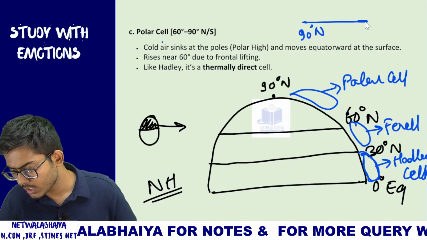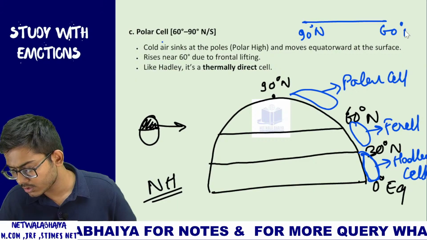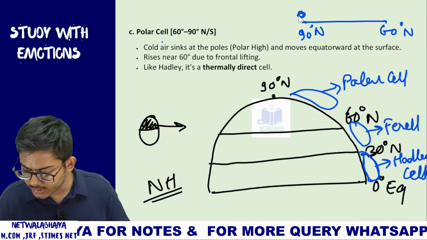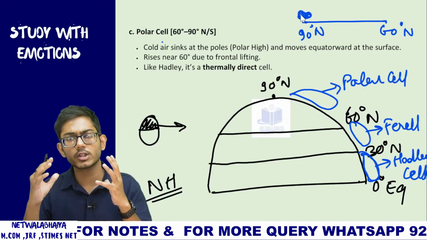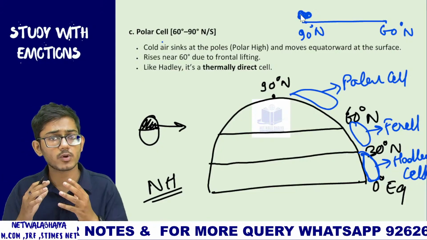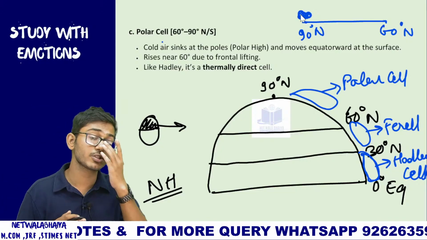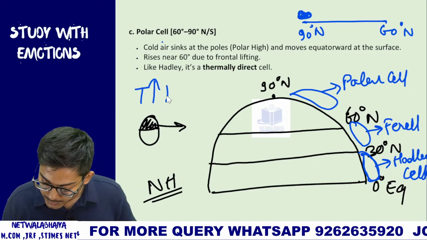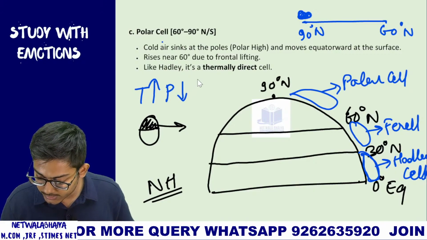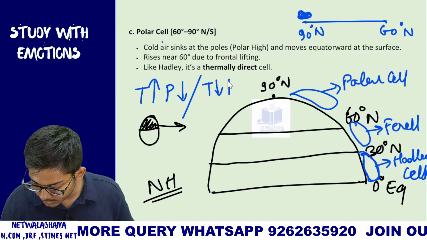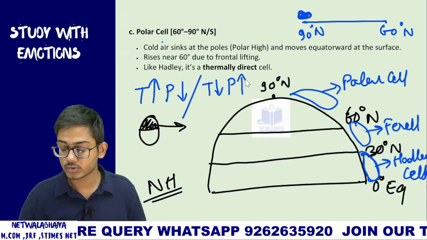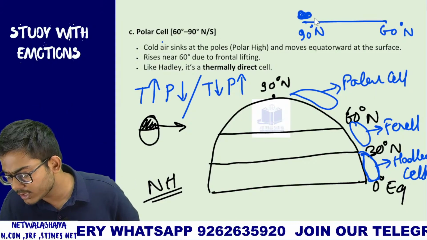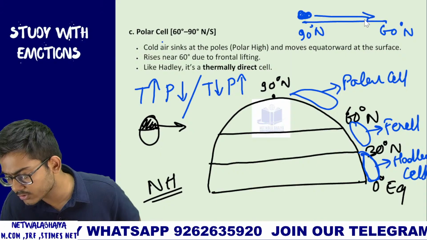This is the pole, and this is your 60 degrees north. Okay, so what is happening here is that at the poles, because it is very cold, बहुत ज़्यादा ठंडा होने की वजह से there is high pressure. Okay, this is why you have to understand the relation between temperature and pressure, because when there is high temperature, pressure is less. When there is low temperature, pressure is high. So since in the polar areas there is low temperature, बहुत ज़्यादा ठंडा होता है, यहाँ बहुत ज़्यादा high pressure है, so definitely the air will move out from this high pressure towards these places.